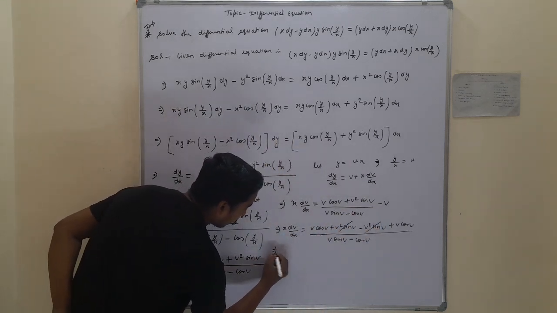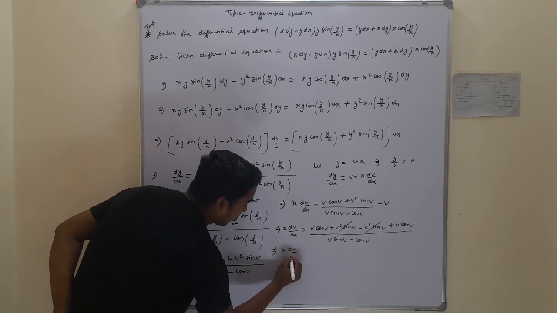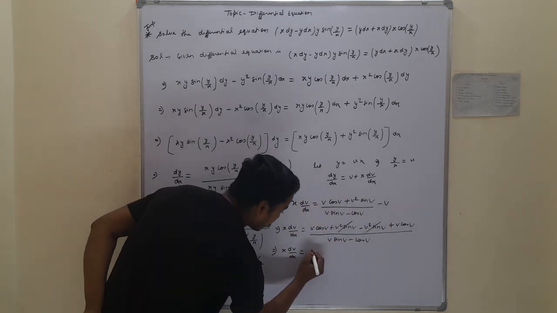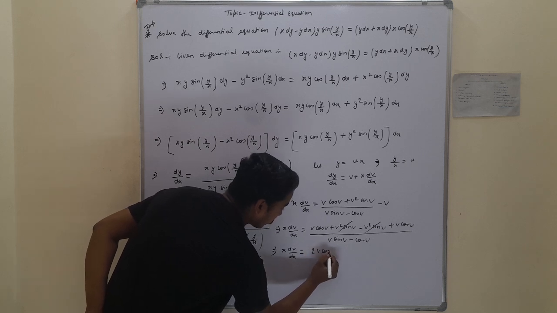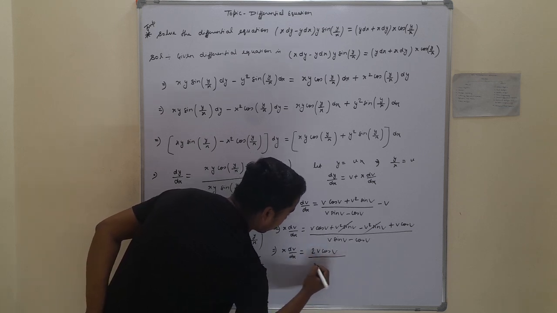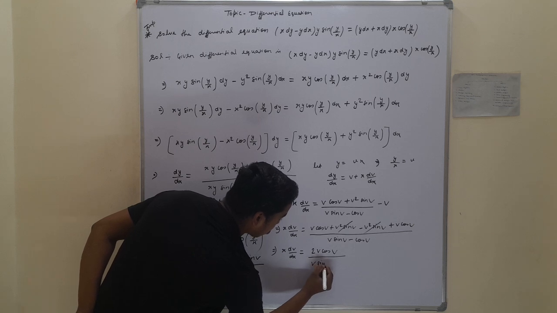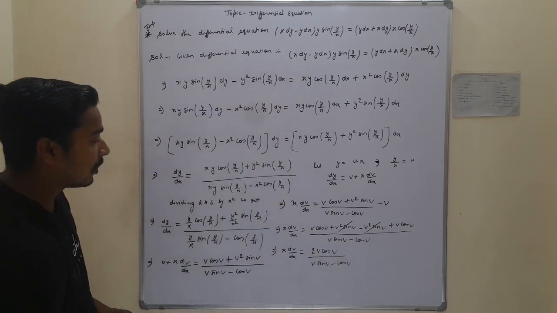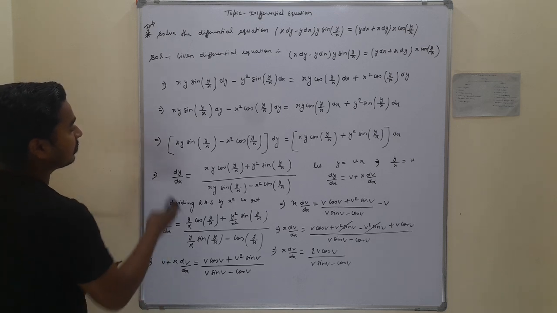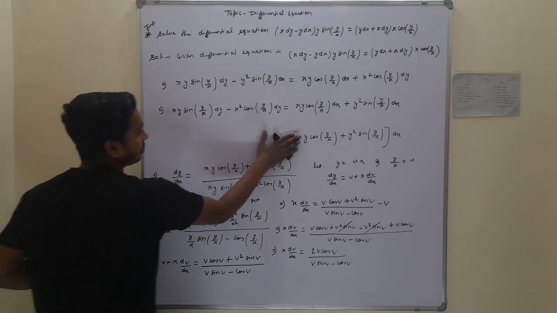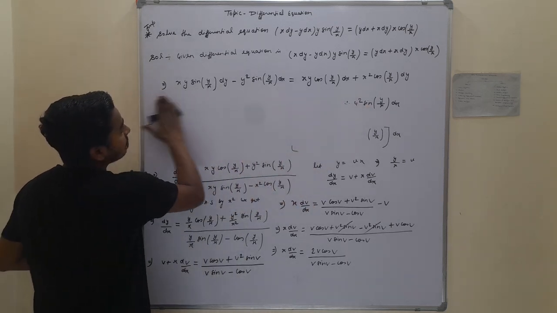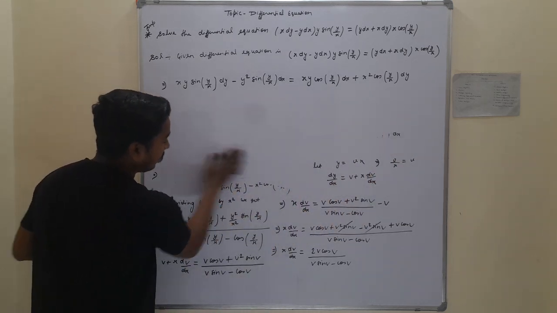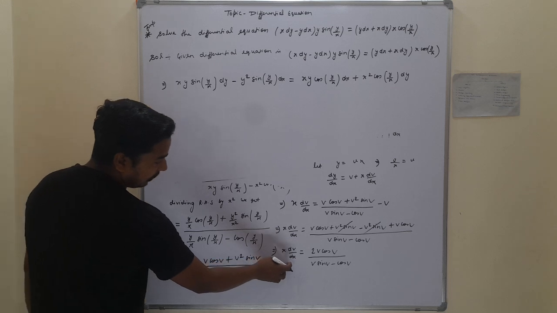And v cos v and v cos v, we get x dv upon dx is equal to v cos v plus v cos v. This gives 2v cos v upon v sin v minus cos v. And further we have to solve. We can arrange the terms.